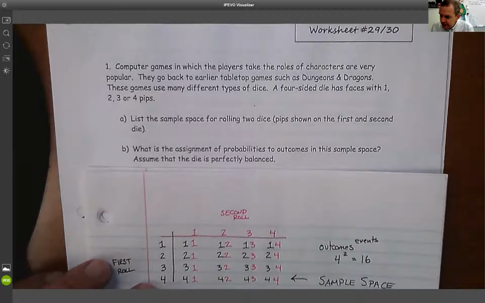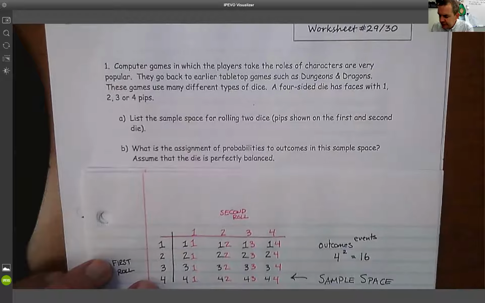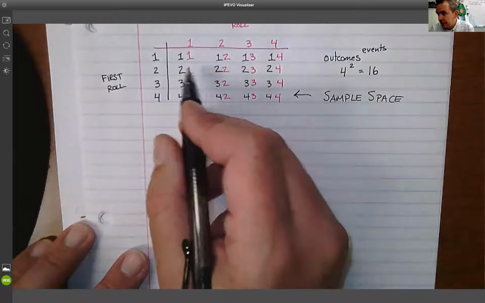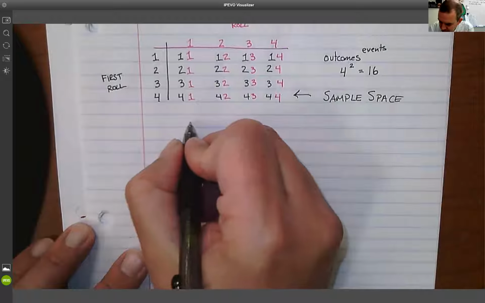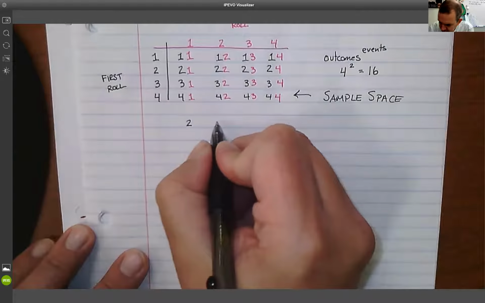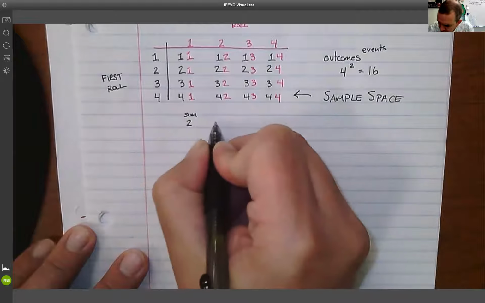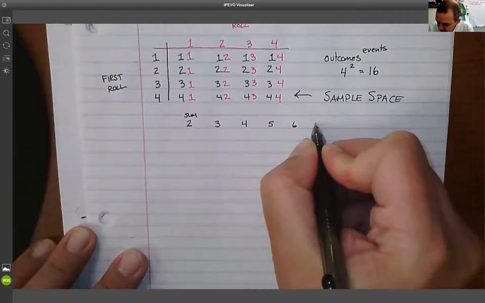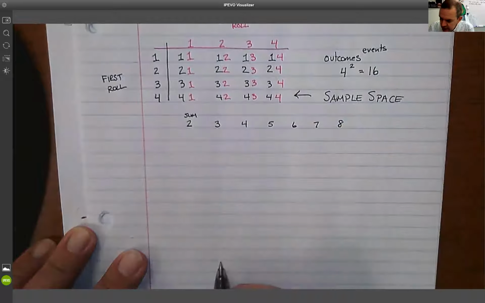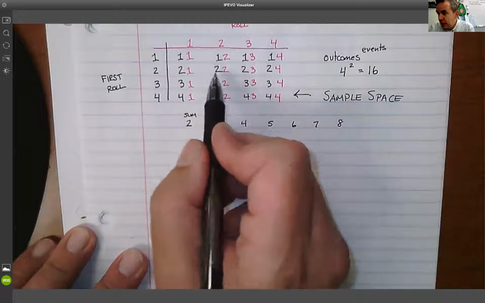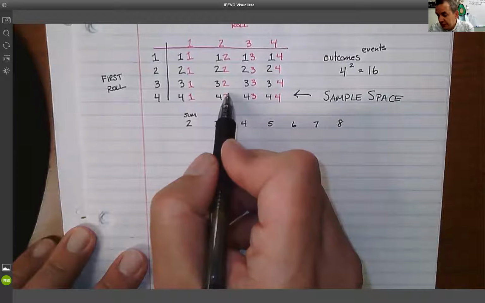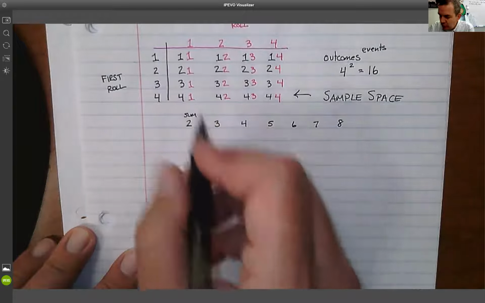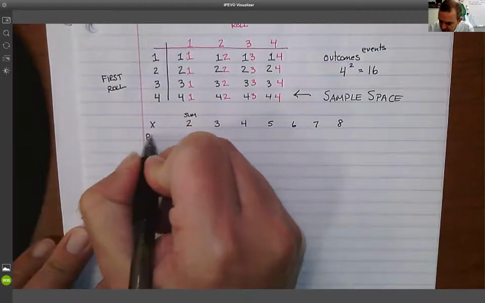What is the assignment of probabilities to these outcomes in the sample space, assuming that the die is perfectly balanced? So what are all the possible outcomes when I roll these dice? Well, the way I roll the dice, I can get a sum of 2, a sum of 3, a sum of 4, a sum of 5, a sum of 6, a sum of 7, and a sum of 8. Each individual outcome actually has a 1 out of 16 chance of happening. But I'm going to kind of roll them together. So these are my outcomes and these are the probabilities.